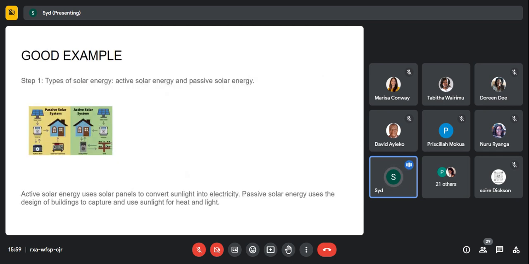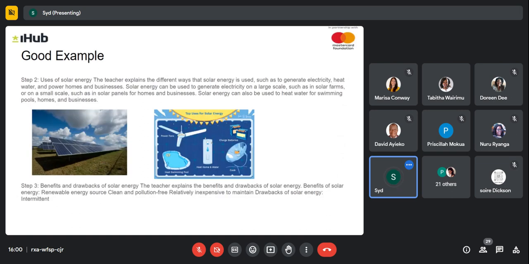So for the next slide, we were able to add the steps. As you can see, the first image is the passive solar system versus the active solar system, where there are two examples of solar systems and how the energy is transferred to the house. And we added steps. So you can see step one there. And for the last slide, we also added the images alongside the steps, where you can see step two and step three also.